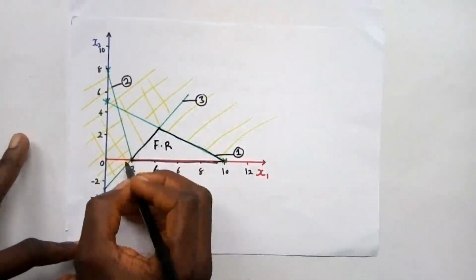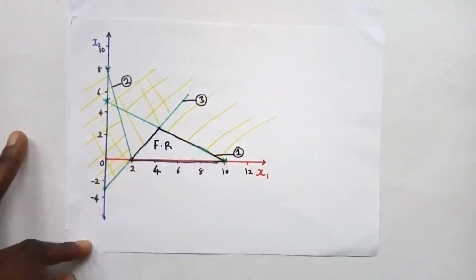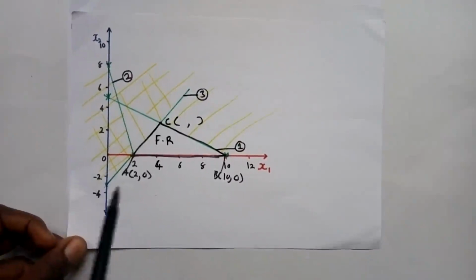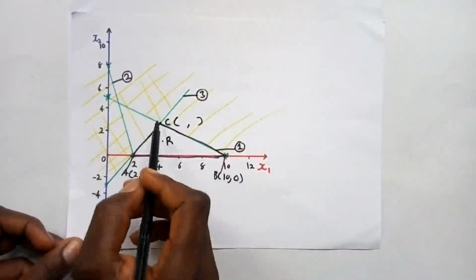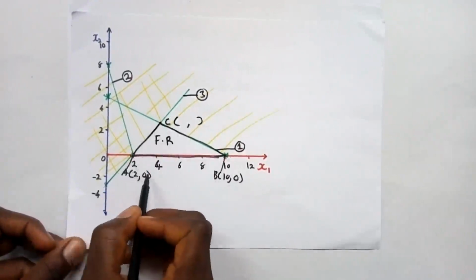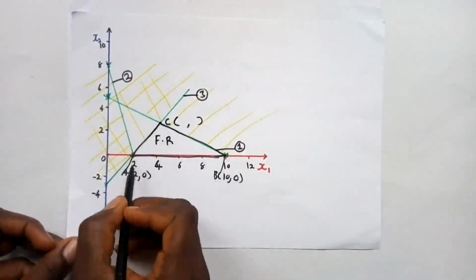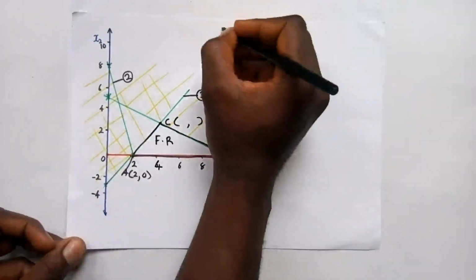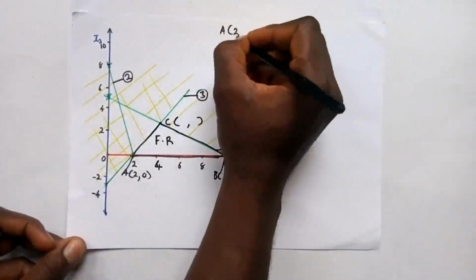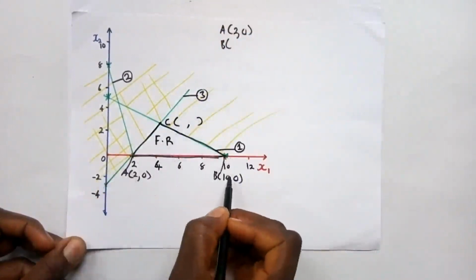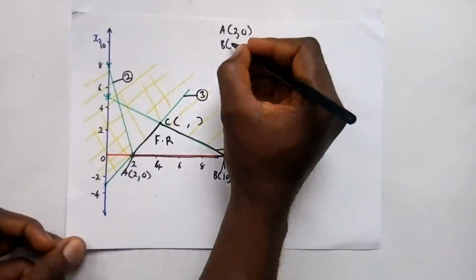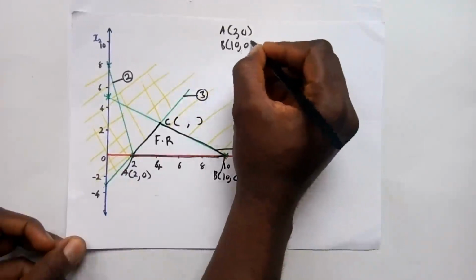We now want to find the points that bound this feasible region. Look at the points that bound this feasible region. Point A, point B, and point C. Point A is 2 and 0. S1 is equal to 2 and S2 is equal to 0. So point A is 2 and 0. Point B, when S1 is equal to 10, S2 is equal to 0.